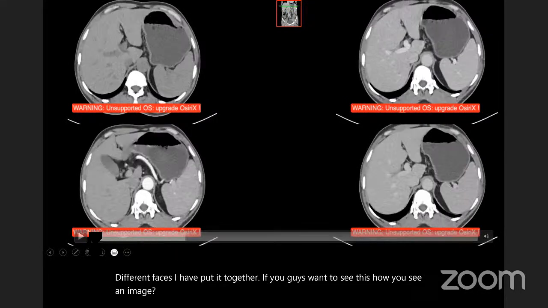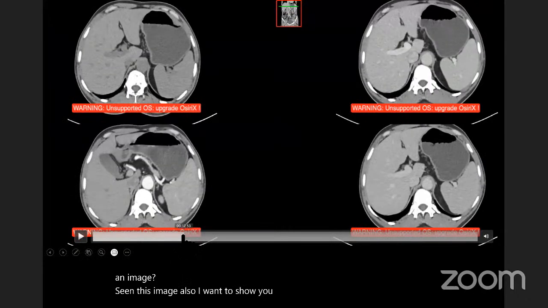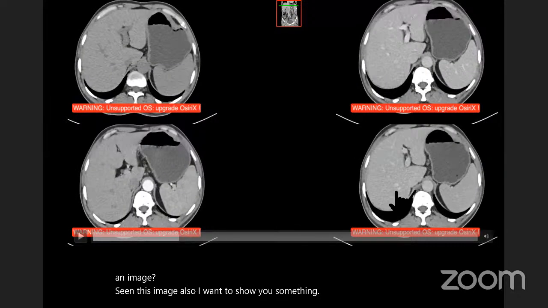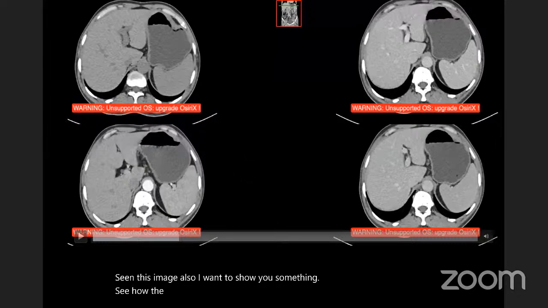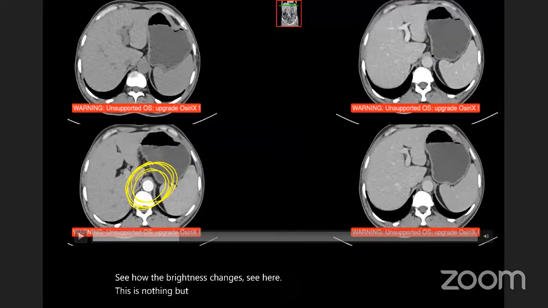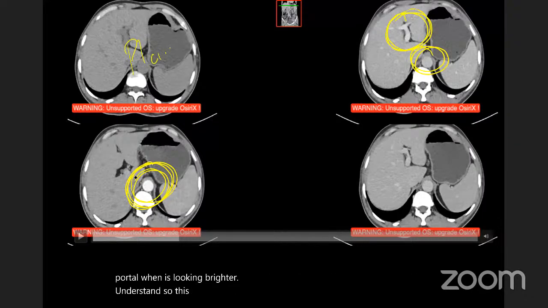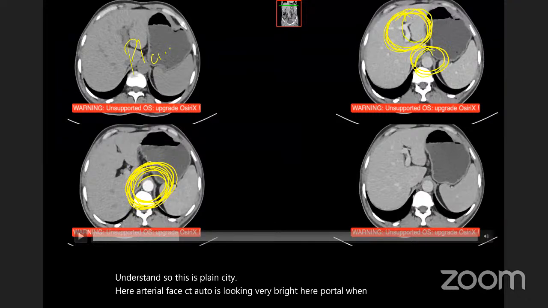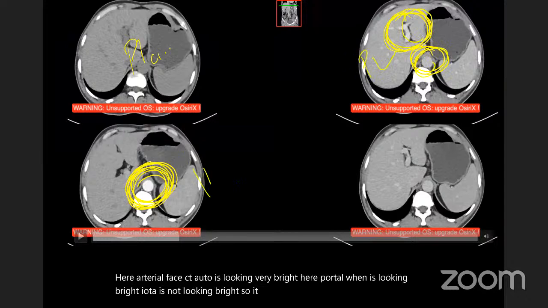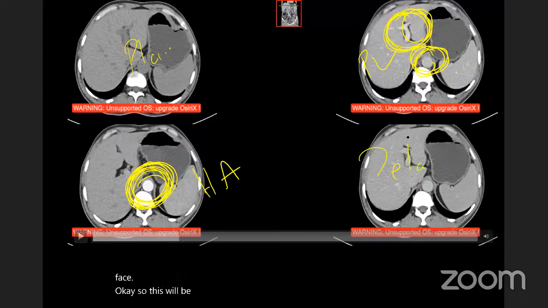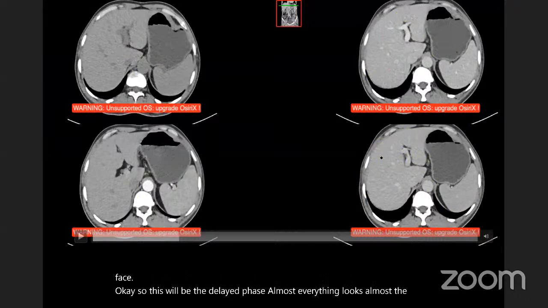See, in this image also, I want to show you something. See how the brightness changes. See here, this one, the aorta is looking brighter. Here, the aorta is looking less bright. Portal vein is looking brighter. Understand? So this is plain CT. Here, arterial phase CT. Aorta is looking very bright. Here, portal vein is looking bright. Aorta is not looking bright. So it is the portovenous phase, hepatic arterial phase. Okay. So this will be the delayed phase. Almost everything looks almost the same, but a little brighter. Okay, so these are the different phases.